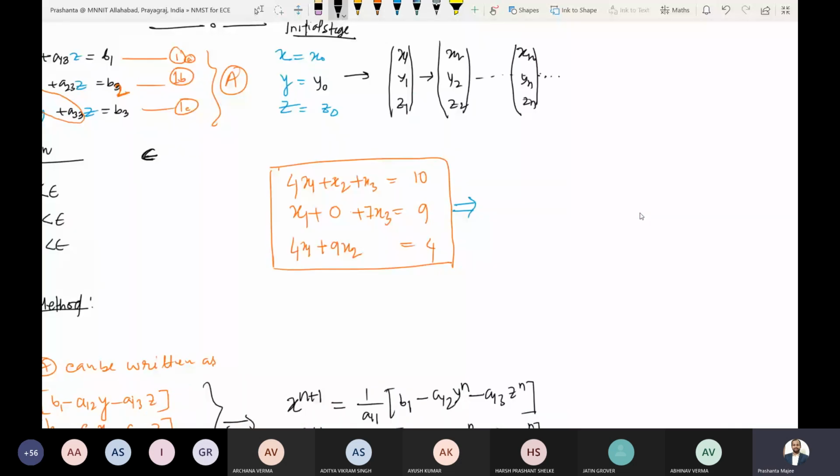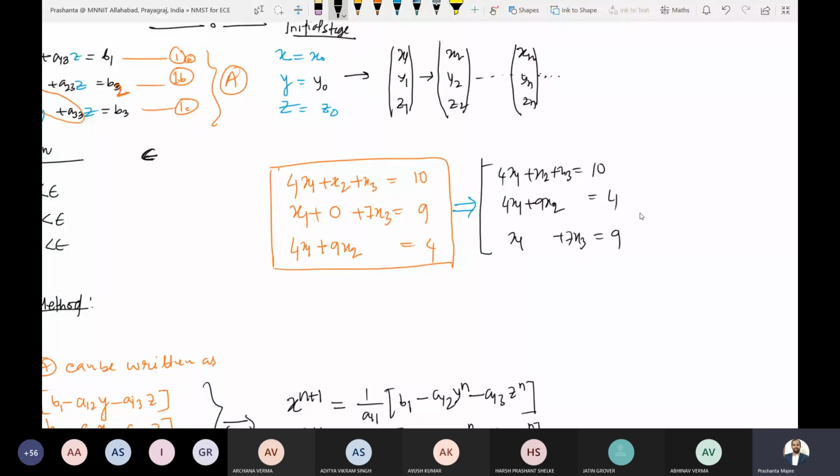So this can be written as 4x1 plus x2 plus x3 equals 10. The next equation will be 4x1 plus 9x2 equals 4, and the third equation will be x1 plus 7x3 equals 9. Now we can solve for x1 from the first equation, x2 from the second equation, and x3 from the third equation.